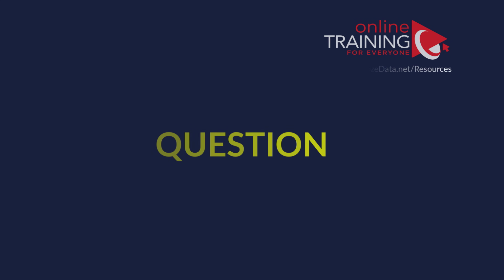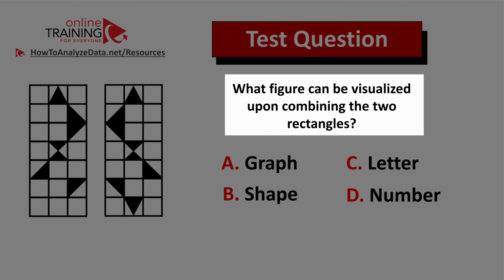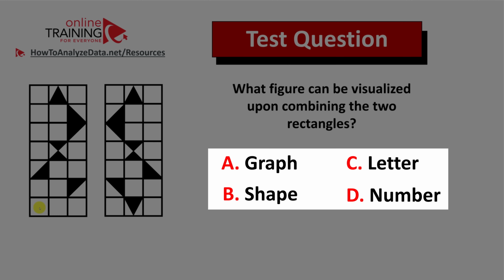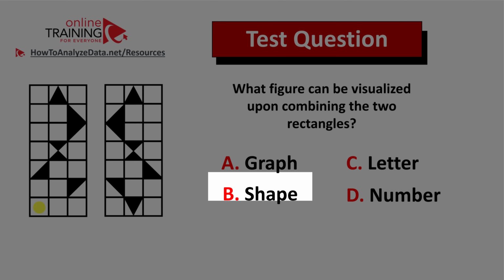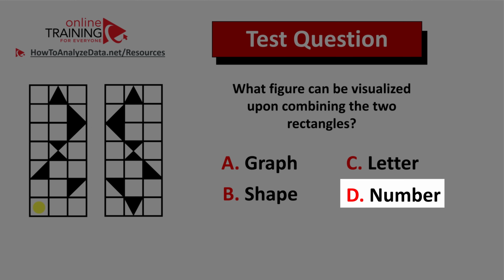Let me share with you a tricky question from the test. I have confidence, though, that you might figure out the answer. Here's the question. What figure can be visualized upon combining the two rectangles? And you have two rectangles on the left. Both of the rectangles are 7 by 3, and you have 4 different choices. Choice A, graph. Choice B, shape. Choice C, letter. And choice D, number.